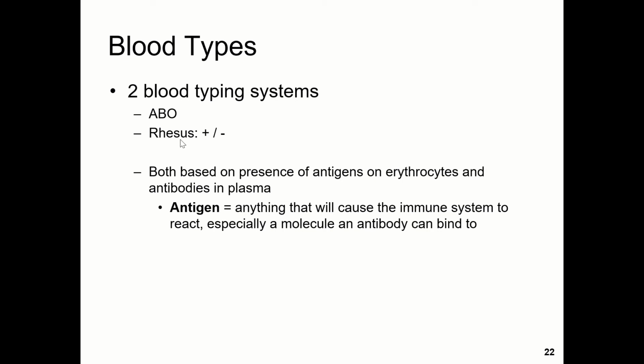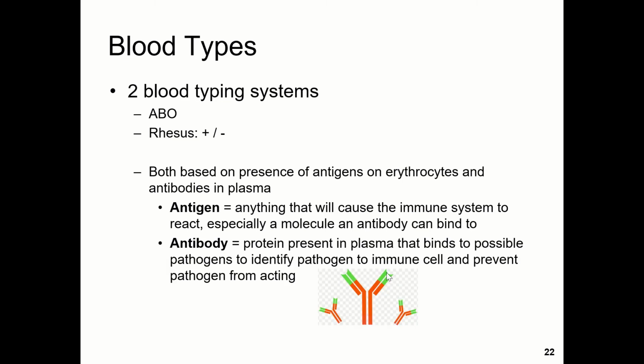And so in these blood typing systems, the antigens we're going to look at are molecules on the surface of the red blood cells that antibodies can bind to. The antibodies are these proteins. That's a Y-shaped protein. These are some of the proteins that circulate in the blood plasma.